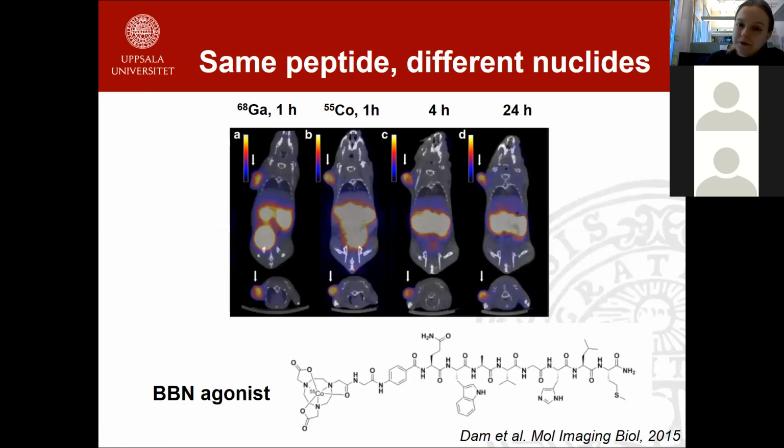So once again, we can look at another example where we have the same peptide. It's a bombesin antagonist, so it targets bombesin receptors. And here we have a labeling with cobalt 55 or with gallium 68. And it's the same molecule, but we see a different level of signal in normal organs. In both cases, we see some uptake in normal organs as well as in the tumor, but it looks slightly different because of the different properties of the chelator metal complex.